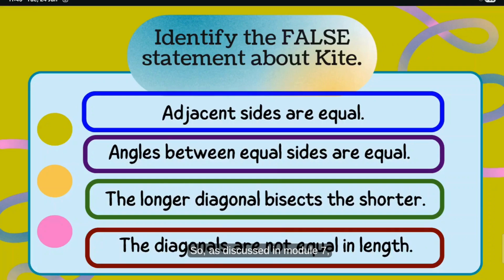So, as discussed in Module 7, kites have adjacent sides equal. The longer diagonal does bisect the shorter one exactly like the kites we fly, and the diagonals are not equal in length. So which is the option which is not a characteristic of kite? Correct. Angles between unequal sides are equal.